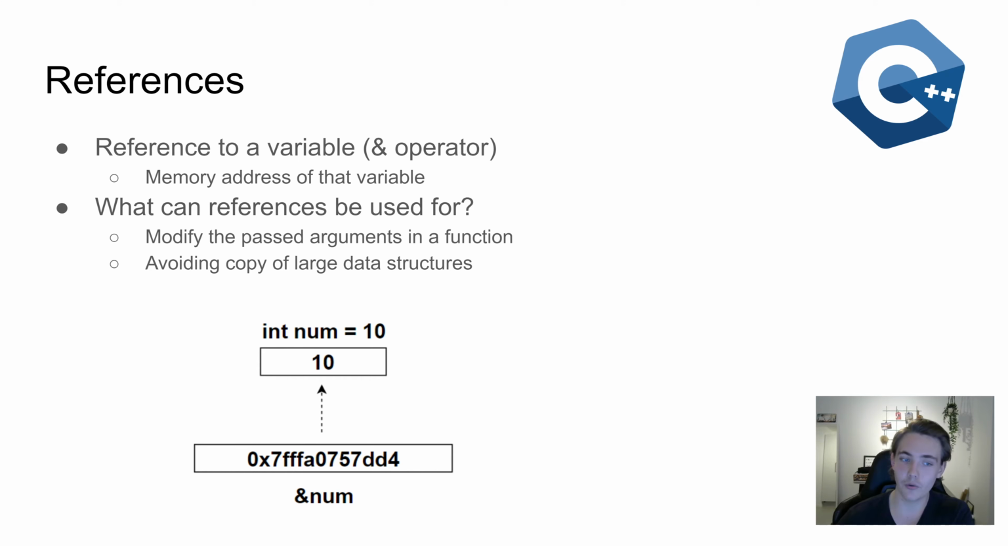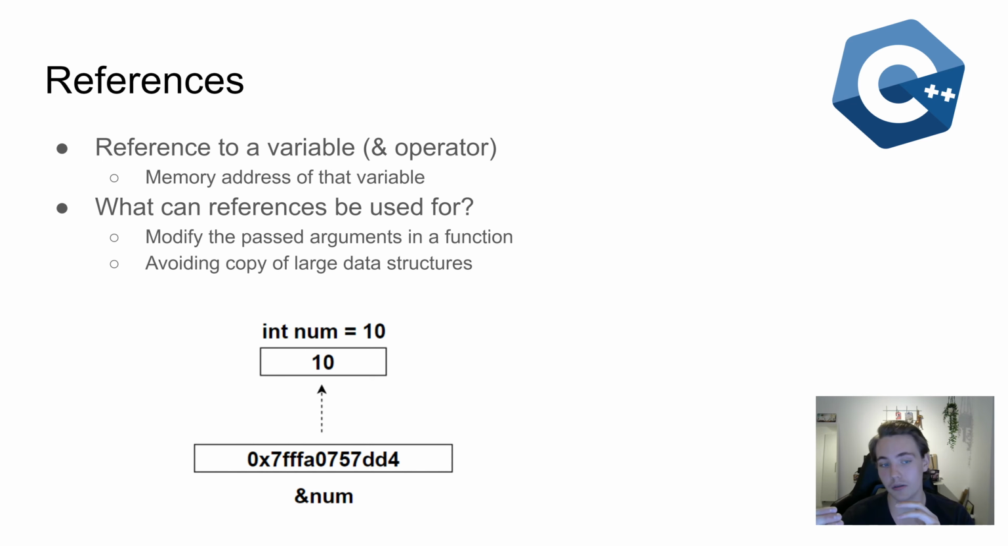We can also avoid copying large data structures. Let's say we have a function where we pass an image, or some big matrix, or just a really large vector, or any other data structure, and we pass it by reference. Then it won't copy the whole argument we pass to the function. It will just make a reference to that variable that is already stored in the memory.